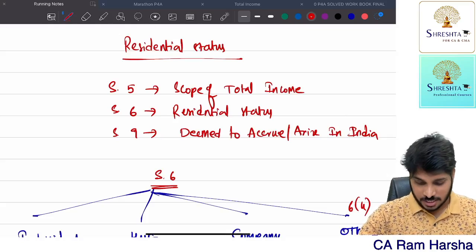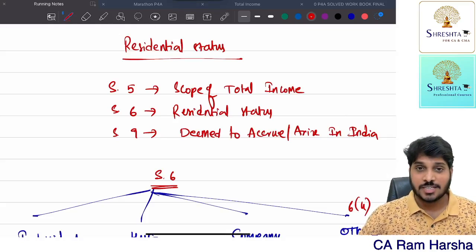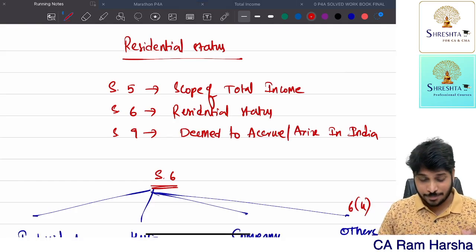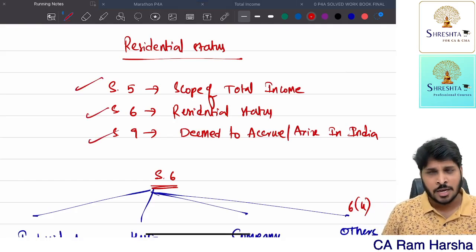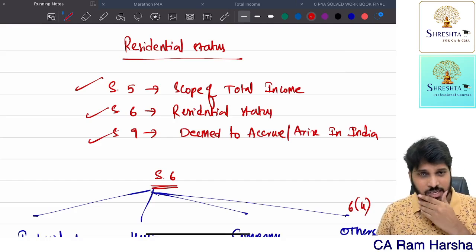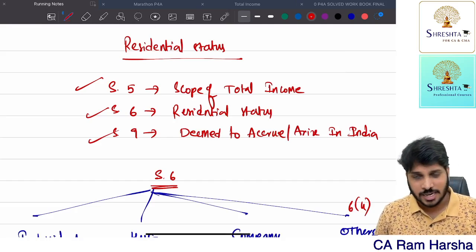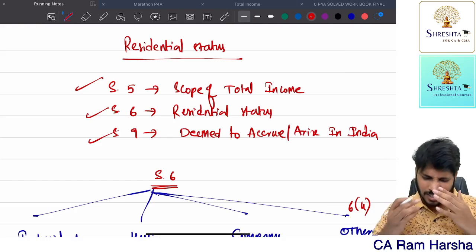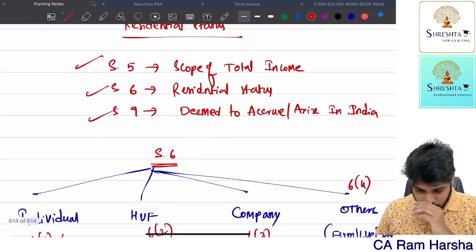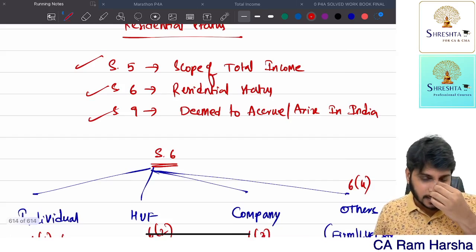So let's continue with residential status. In residential status, there are three sections which are very important: 5, 6, and 9. Of course, there is another section called 7, deemed to be received in India. Getting it? Income received or deemed to be received. That's not a big deal. Anyhow, so what is this particular residential status all about?